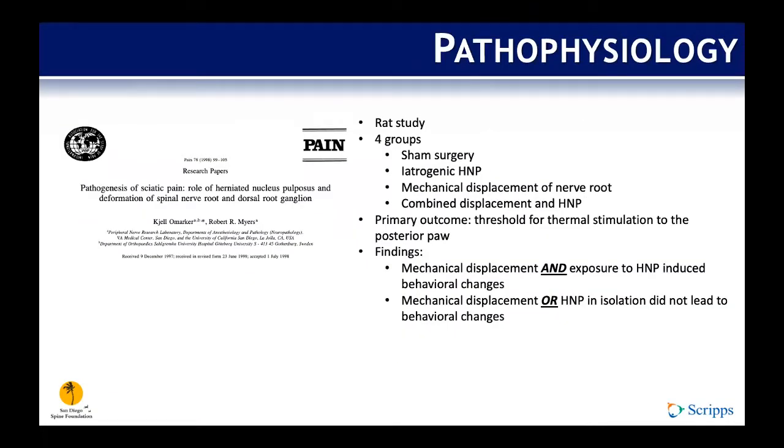And this seems to have a little bit more data. So this is another animal study looking at rats this time, with 4 different groups: an iatrogenic disc herniation, one where they simply displaced the nerve root without any other further insult, and then a combined mechanical displacement as well as exposure to herniated disc material. And again, looking at the animal's response to noxious stimuli. And what they found was that mechanical displacement, i.e. pressure, or exposure to the nucleus content alone did not lead to any behavioral changes, but rather it was the combination of these two.